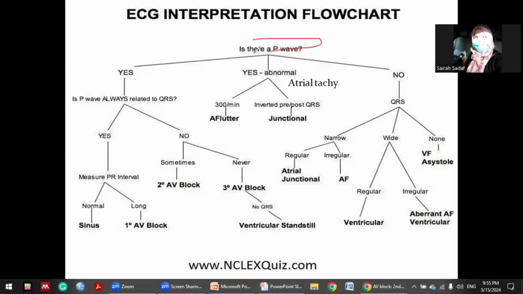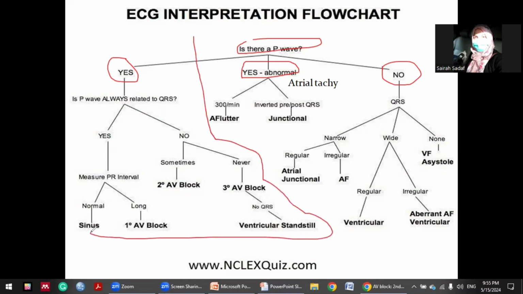Is there a P wave? Yes, there is a P wave. No, there is no P wave. And yes, there is a P wave, but the P wave is abnormal. So let me divide it into three parts. This part, there is a P wave. This part, there is no P wave. And then there is a smaller part where the P wave is there, but it's abnormal.